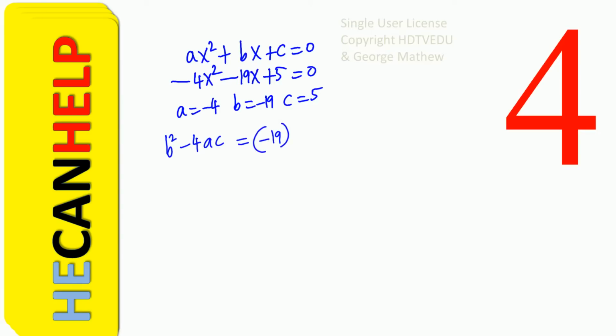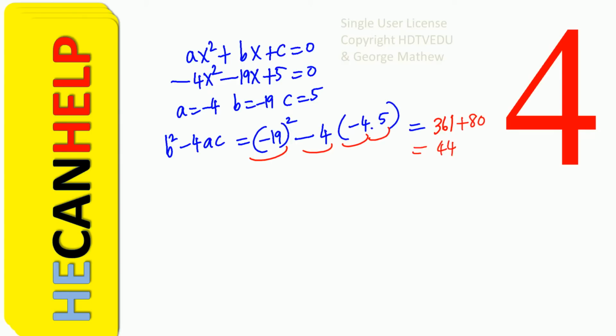Negative 19 to the power of 2 minus 4. What is a? A is negative 4. And what is c? C is 5. What is negative 19 to the power of 2? It is 361, positive 361. And what is negative 4 times 5? 5 times negative 4 is negative 20. Negative 20 times negative 4 is positive 80. So this is nothing but 441.